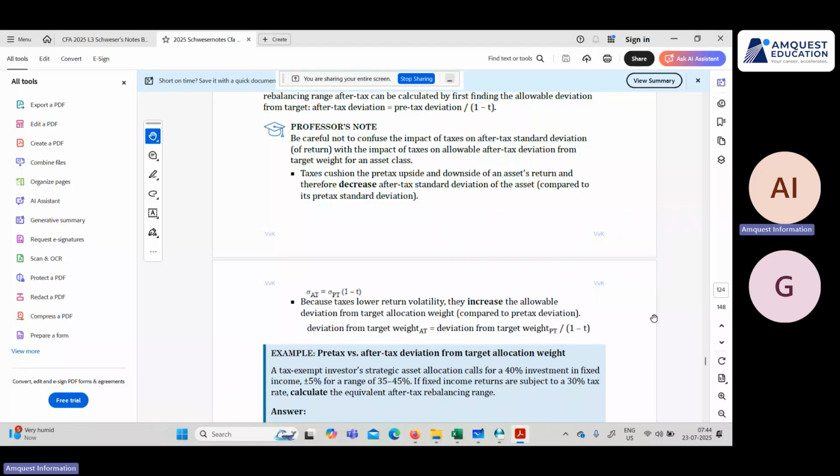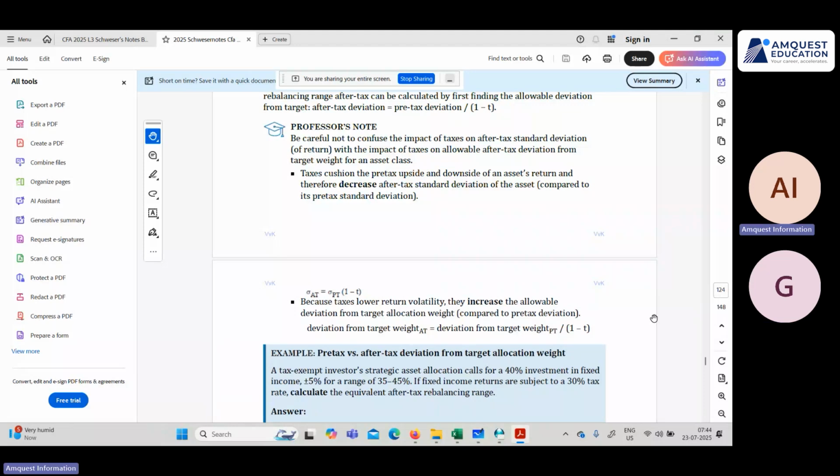Is it right to say that effectively from a 40% investment, it gives me room for 5%, so it can be 35 to 45, right? Now I want to understand if the tax bracket is 30%, how much this range would be. Is it right to say, before even solving this, that it will be a little less than 35 and a little more than 45? So whatever adjustment we do with the taxation, it is going to increase my overall bandwidth.